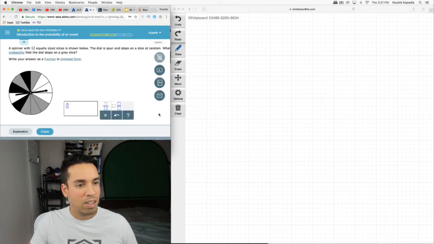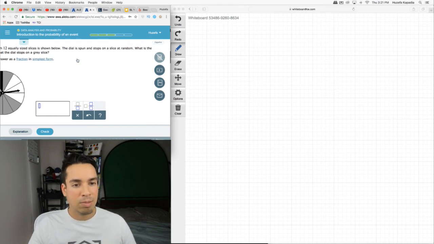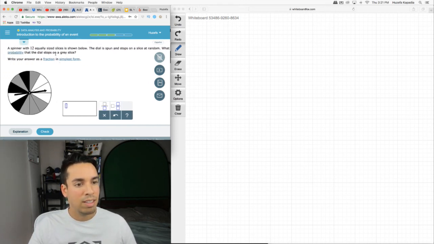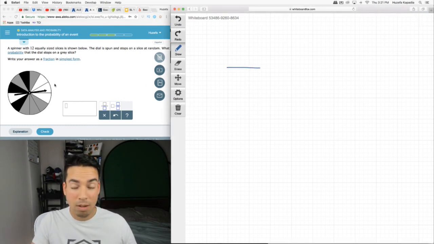Last problem. The spinner with 12 equally sized slices is shown below. The dial is spun and stops on a slice at random. What is the probability that the dial stops on a gray slice? So again, number of ways to win, which is the number of gray slices, are 1, 2, 3, 4, 5.